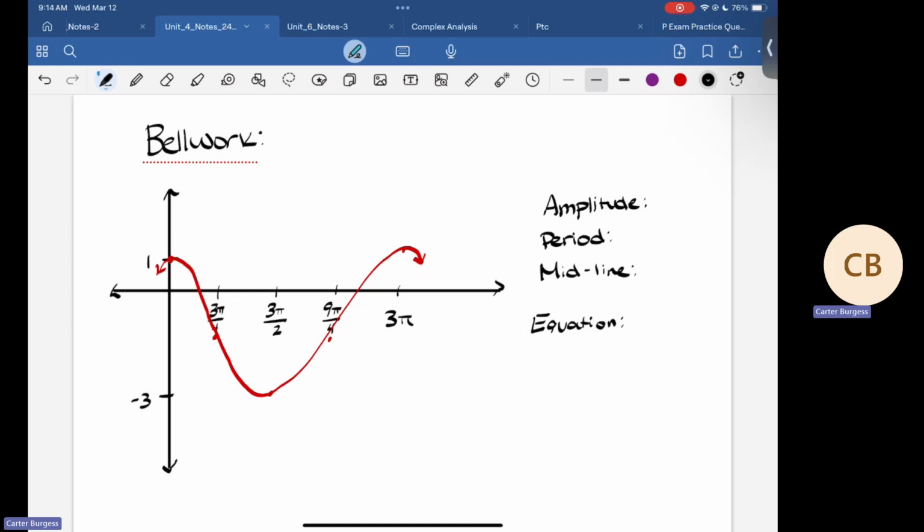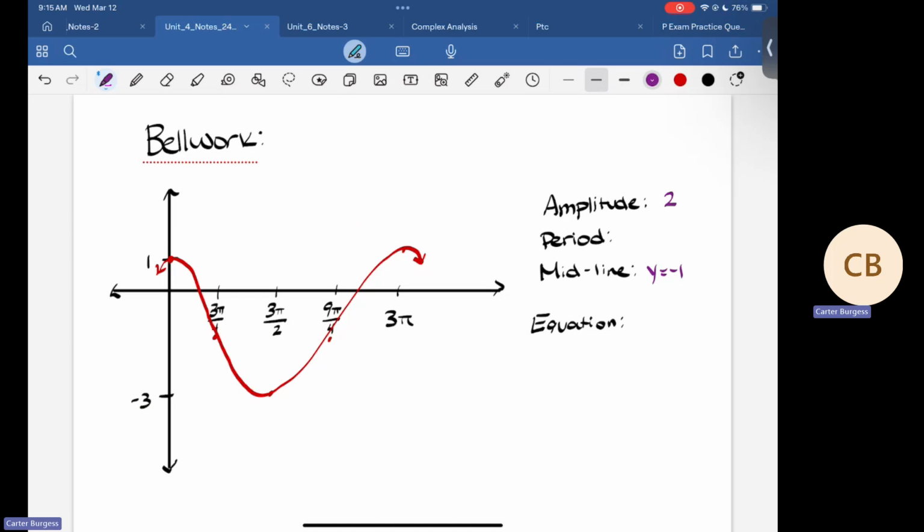What is our midline in this case? Yeah, -1, but because it's an equation of a line, what'll it be? Y equals -1, right? Centered between 1 and -3. And then what is the amplitude? What is the distance between that midline and our largest or smallest values? That is going to be 2.